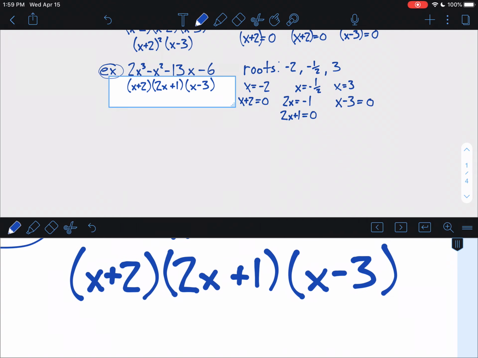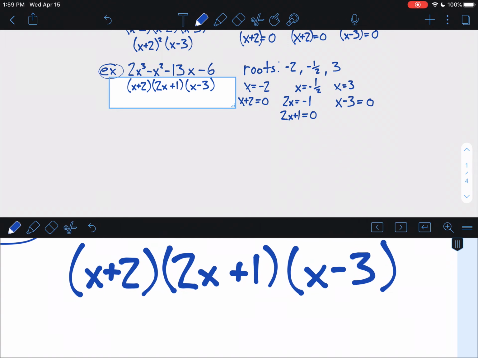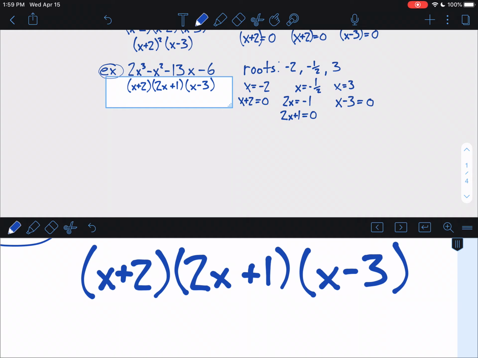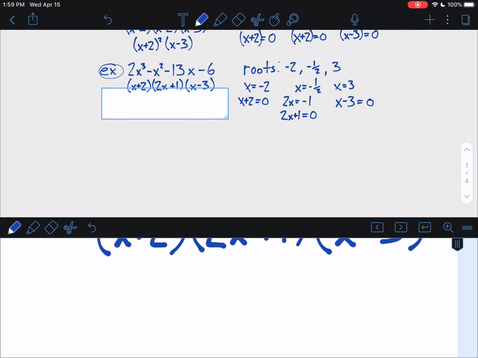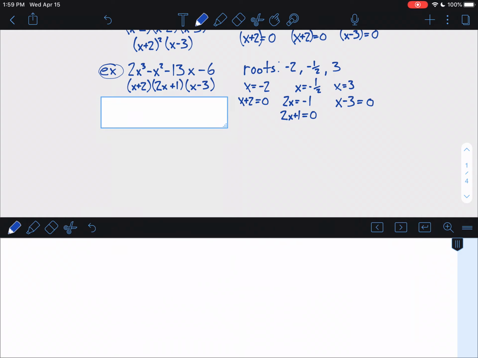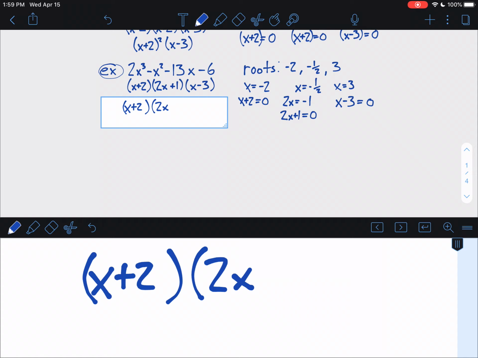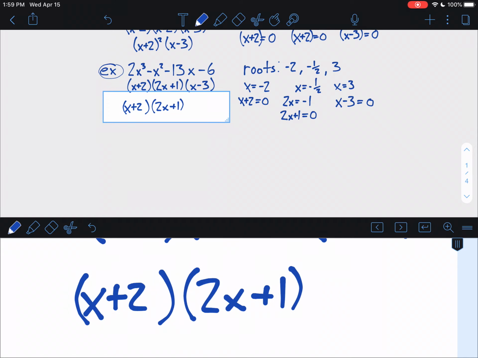Like with the regular quadratic, I'm going to multiply the first two together. So I have x plus 2 times 2x plus 1. I'm just going to multiply two factors at a time. All right, and I'm going to FOIL this.